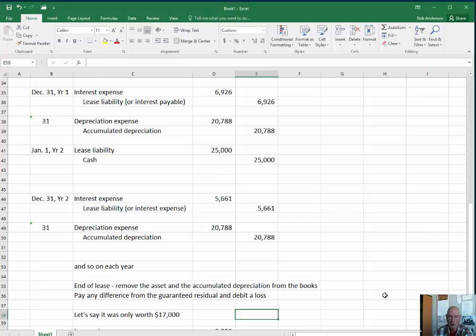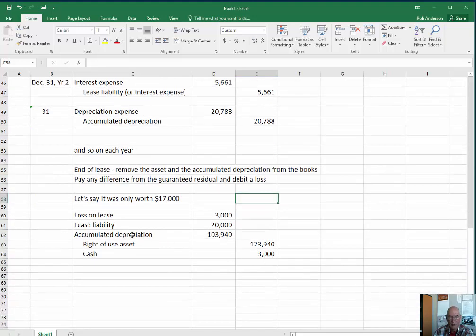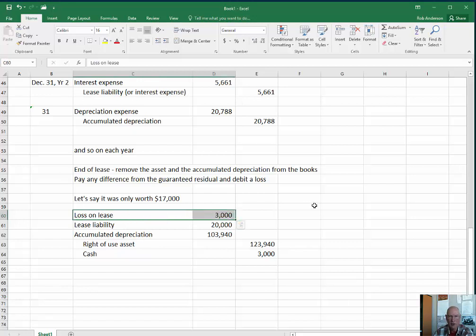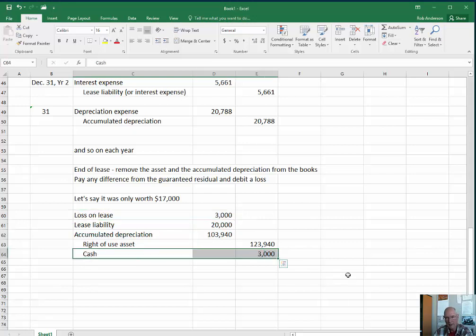Now that sounds a lot more complicated than it is. The journal entry itself is pretty straightforward. So the difference between the $20,000 guarantee and the $17,000 value is 3. So that $3,000 is a loss on the lease. And you'll notice that it matches the cash credit that you have to pay. So that part of your journal entry is pretty easy to build.